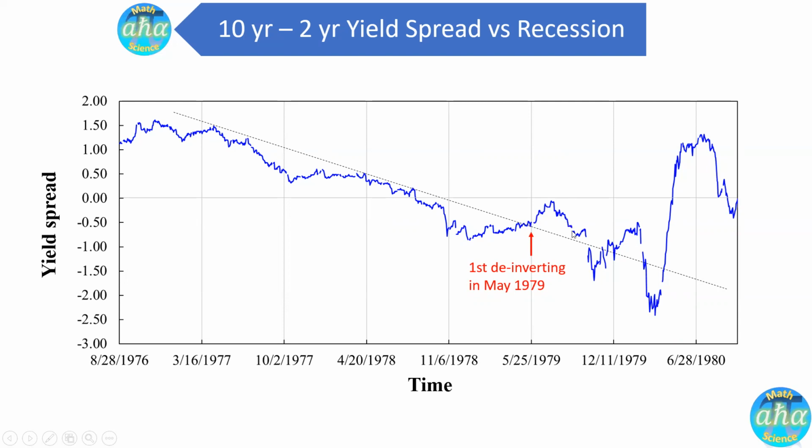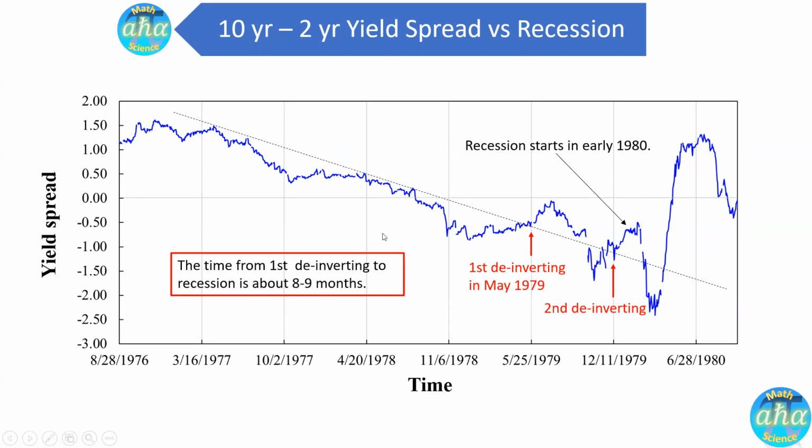Then the yield curve became inverted again, going down again. That's another inverting. Then we see the second de-inverting, when the yield curve started to come back up, which happened in December 1979. It is during the second de-inverting that we start to see the recession. The recession started in early 1980. So it takes about 8 to 9 months from the first de-inverting to the recession occurring. This is something to keep in mind.